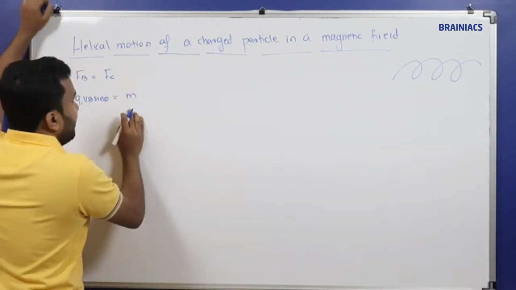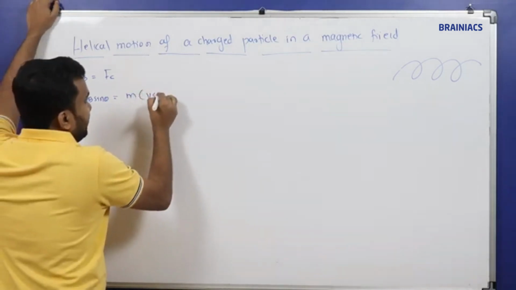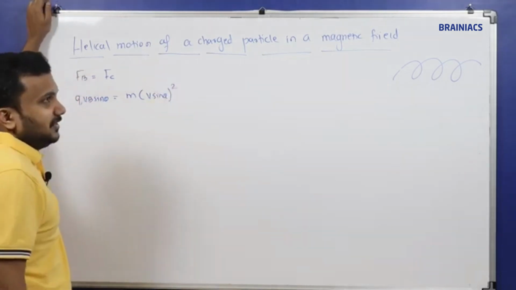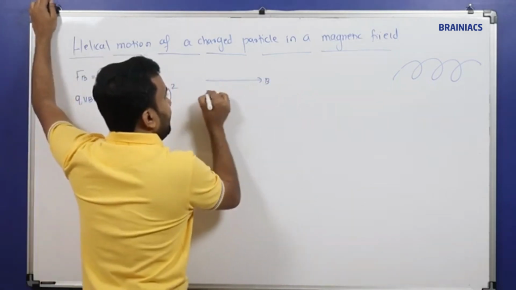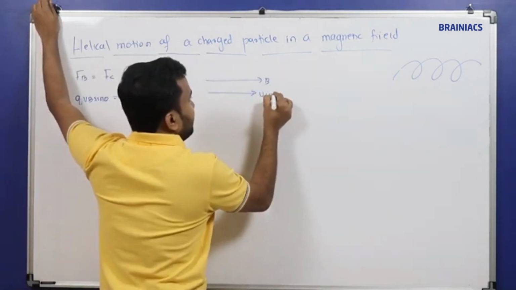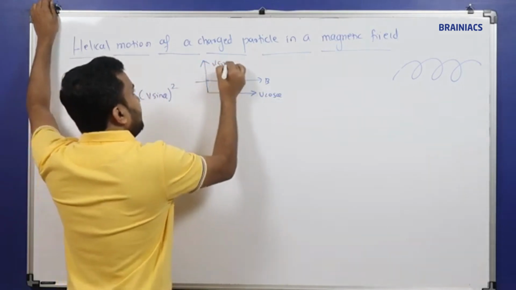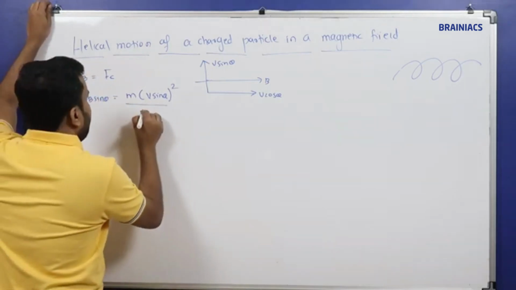MV square by R. What is contributing to this one? V square, MV sin theta. MV cos theta has no effect, because B and V cos theta are in the same direction, so it has no effect. The only effect is with respect to what is called V sin theta. MV sin theta square by R.